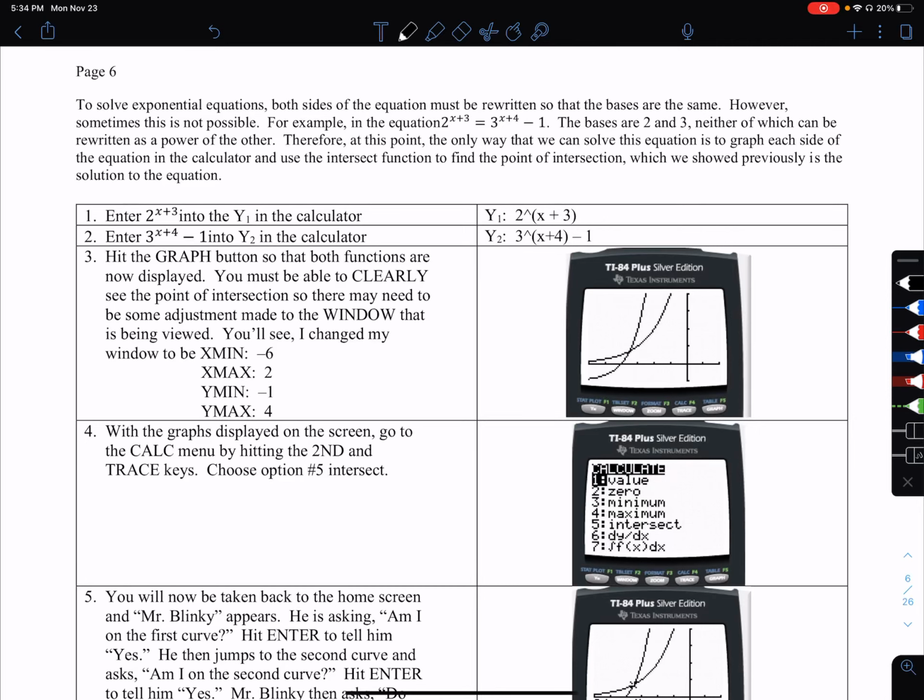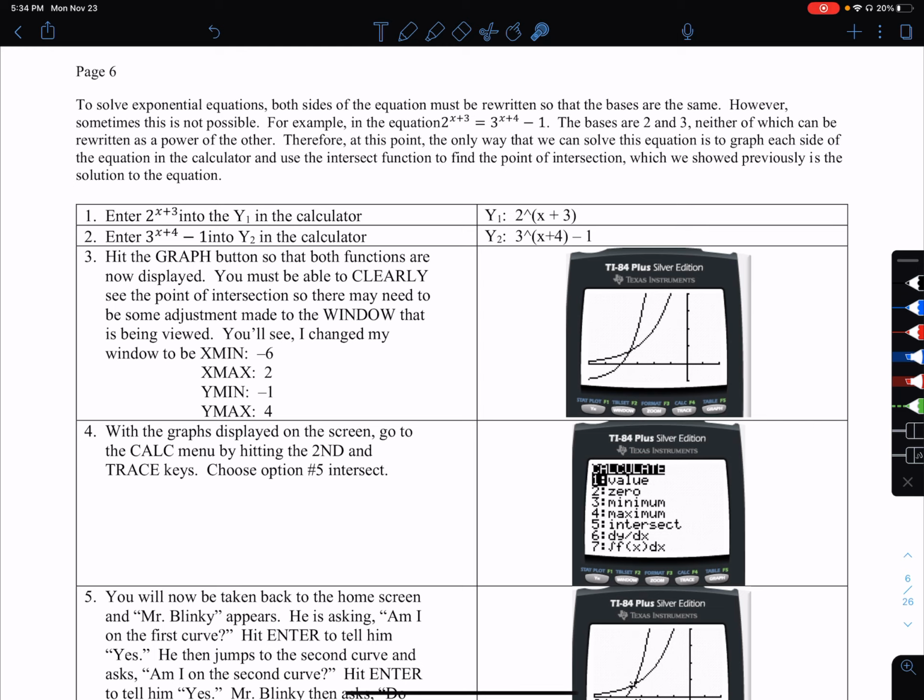This is the conclusion of Note 7.1, Solving Exponential Equations. This particular end of the notes is us solving equations using our graphing calculator. So I'm going to walk you through this. Got this written step by step. You should be using your calculator in sync with us.